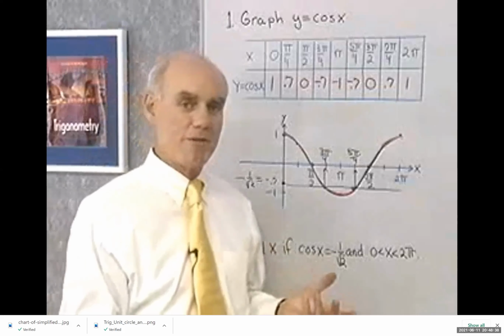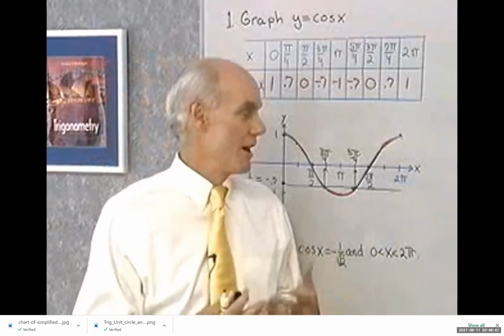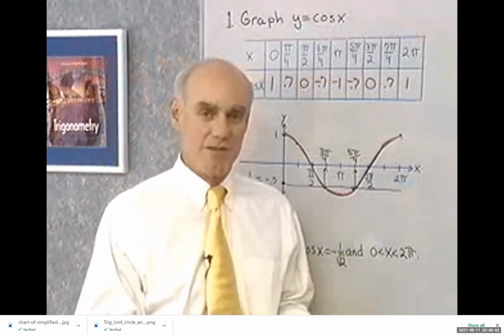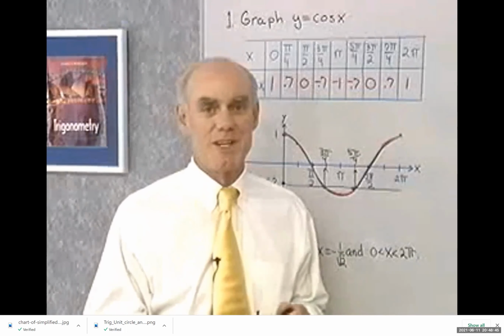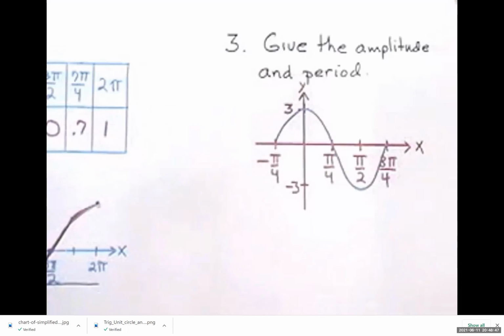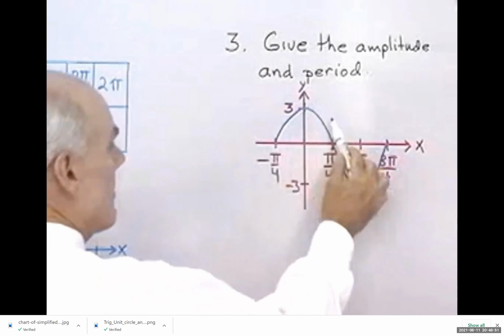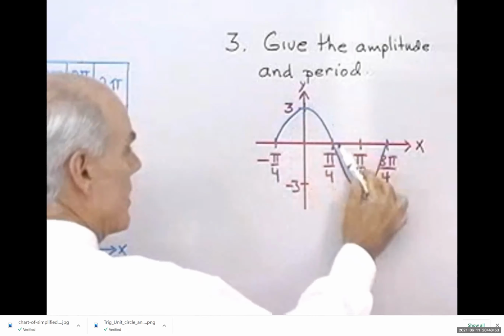So once we have the graph of y equals cosine x, we can use the graph to find some values of x given certain values of cosine x. Let's look at another problem. It says give the amplitude and period, and I've got a graph that looks like this. So that goes through one complete cycle.